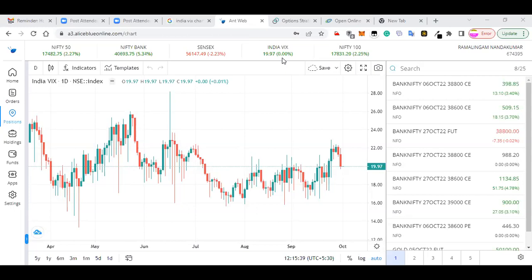Similarly, if the VIX is rising, the market will fall, so you can sell on the call side. If the VIX is falling, we have to sell on the put side. So we have to use this indicator, because as I told you, after 15 minutes we have to see the indicator trend plus the VIX trend.